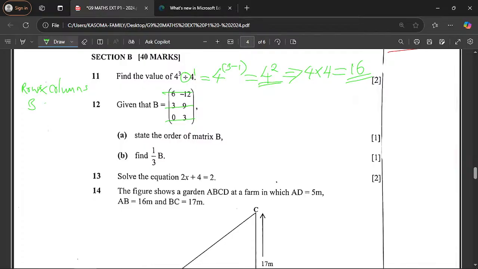Then we say by. Then how many columns? We have found the rows, so how many columns? Columns go from top downwards. We have 3 rows, then we have 2 columns. So we say 3 by 2. That is the order. So the order of this matrix is 3 by 2.